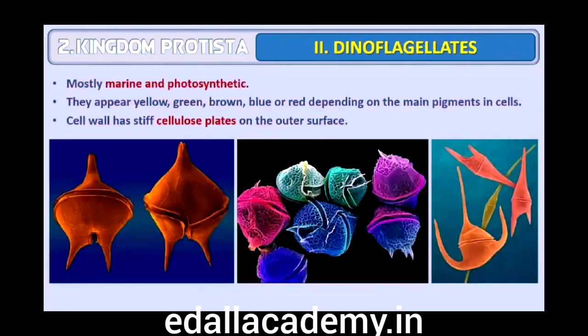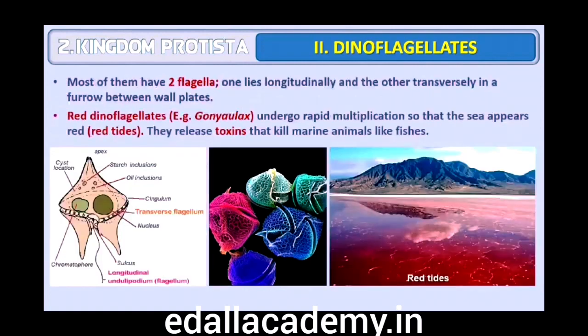Second is Dinoflagellates. These organisms are mostly marine and photosynthetic. They appear yellow, green, brown, blue or red depending on the main pigments present in their cells. The cell wall has stiff cellulose plates on the outer surface. Most of them have two flagella, one lies longitudinally and the other transversely in a furrow between the wall plates. Very often, red dinoflagellates, for example Gonyaulax, undergo such rapid multiplication that they make the sea appear red, called red tides. Toxins released by such large numbers may even kill other marine animals such as fishes.